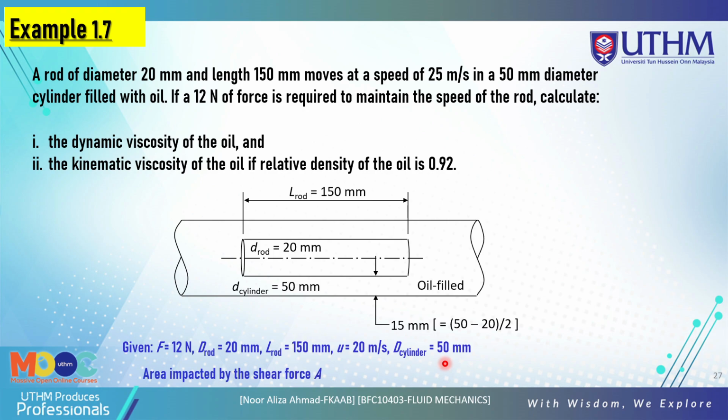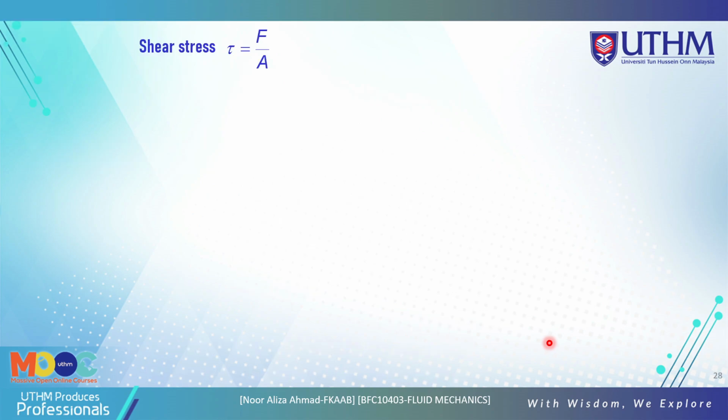Okay, so now the solution here is impacted by the shear force. Area is pi d l. So this is the area of the rod here to find. So just put the value here, and we get the diameter times the length of the rod here. So you get the area. Now, for shear stress, using the shear stress is equal to force divided by the area. So you get the value here.